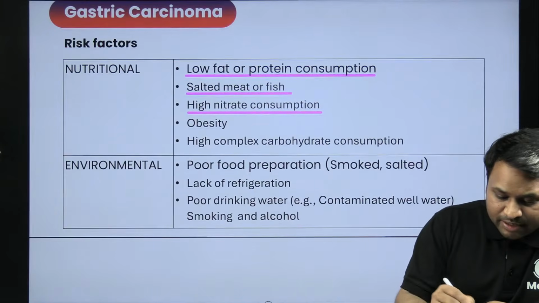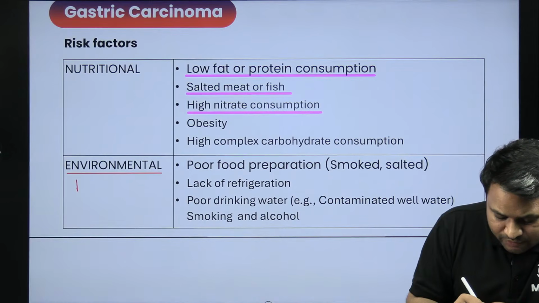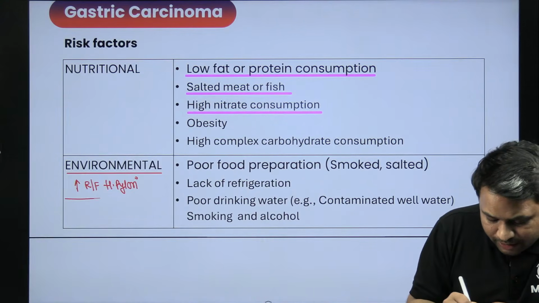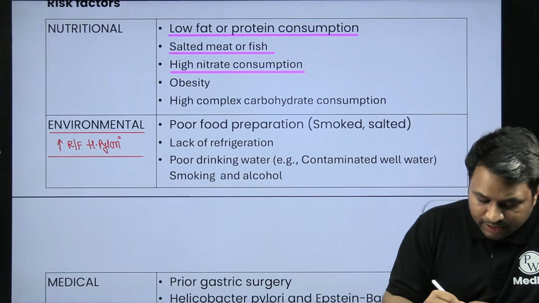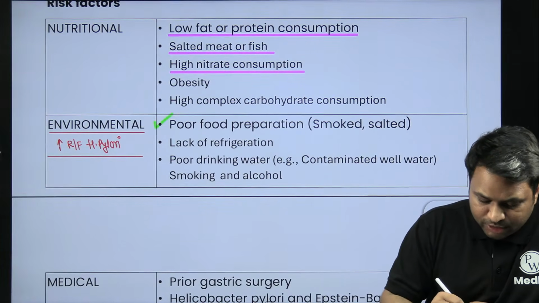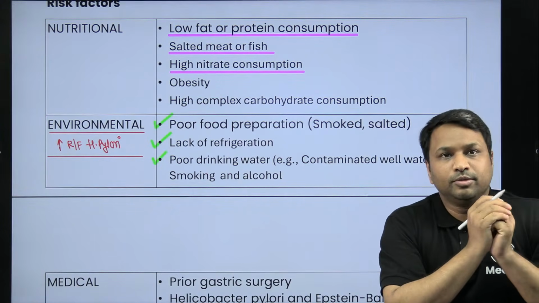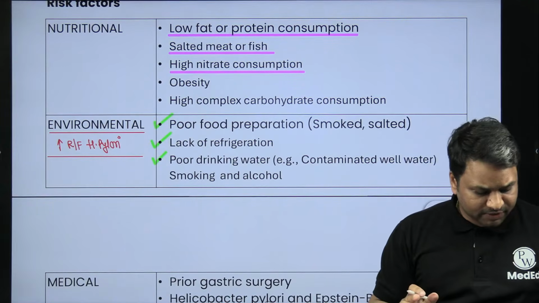In the environmental risk factors, anything that increases the risk for H. pylori matters. Things that can increase the risk for H. pylori are poor food preparation, lack of refrigeration, and poor drinking water. These are the risk factors.